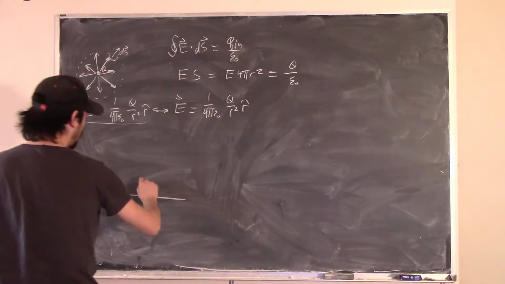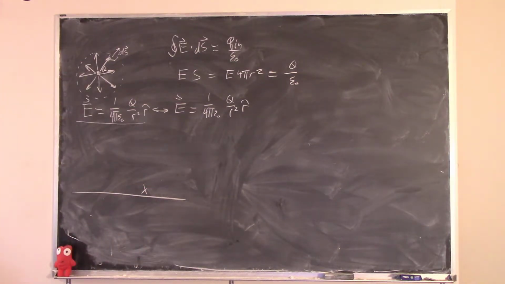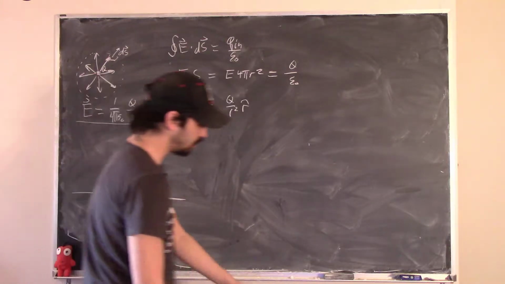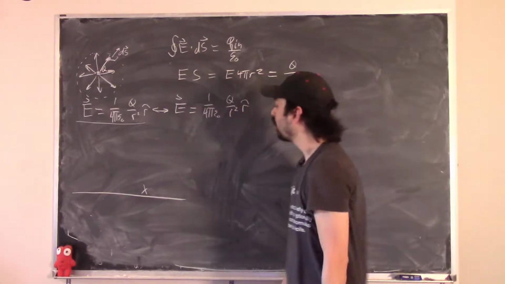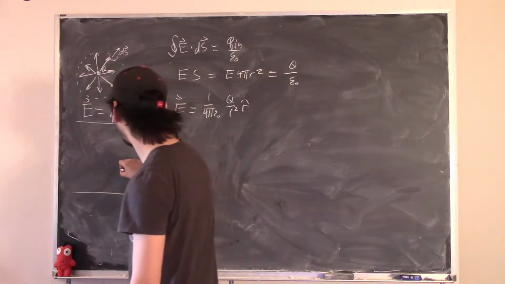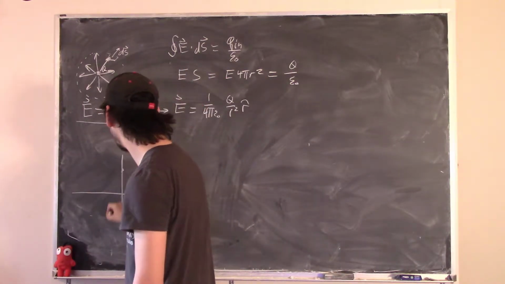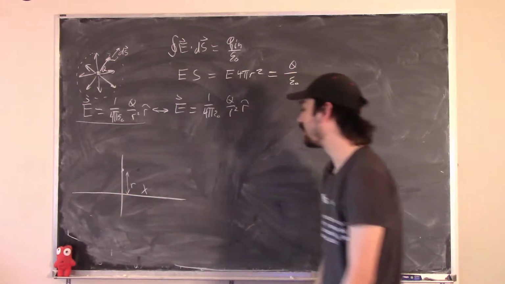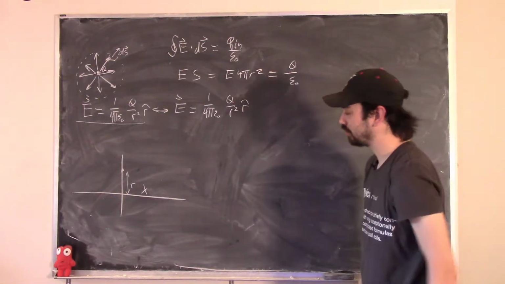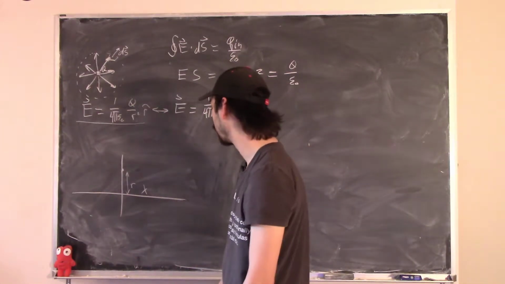That's to say, if I have some charge density of lambda that's uniformly spread, and this goes from negative infinity to infinity, we'd like to find what the electric field is some distance r from this wire with this charge density.